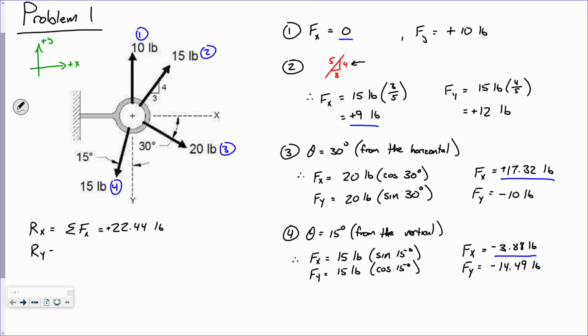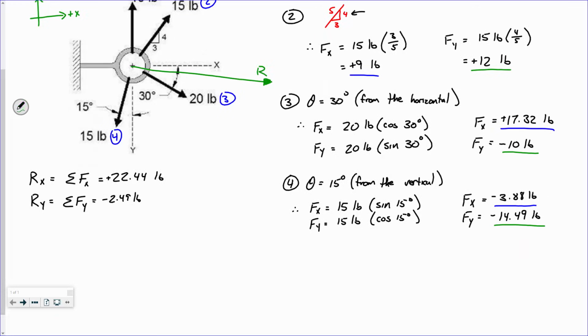Ry is the sum of all the forces in the y direction. So that's 10 plus 12 minus 10 minus 14.49. Negative 2.49. So ultimately the sign doesn't really matter, because we're going to use Pythagorean theorem here in a second. But if you want, you could think that the resultant probably acts somewhere about like that. That's our resultant vector.